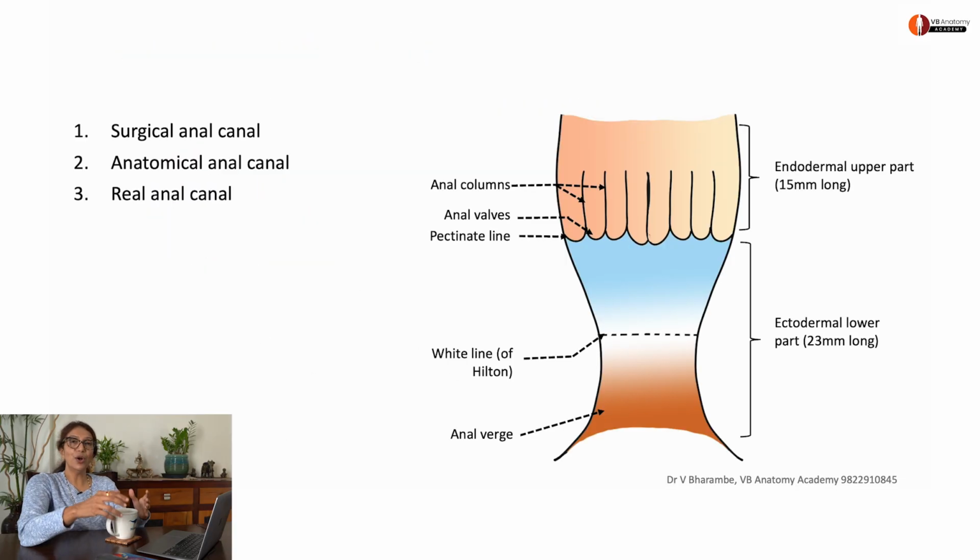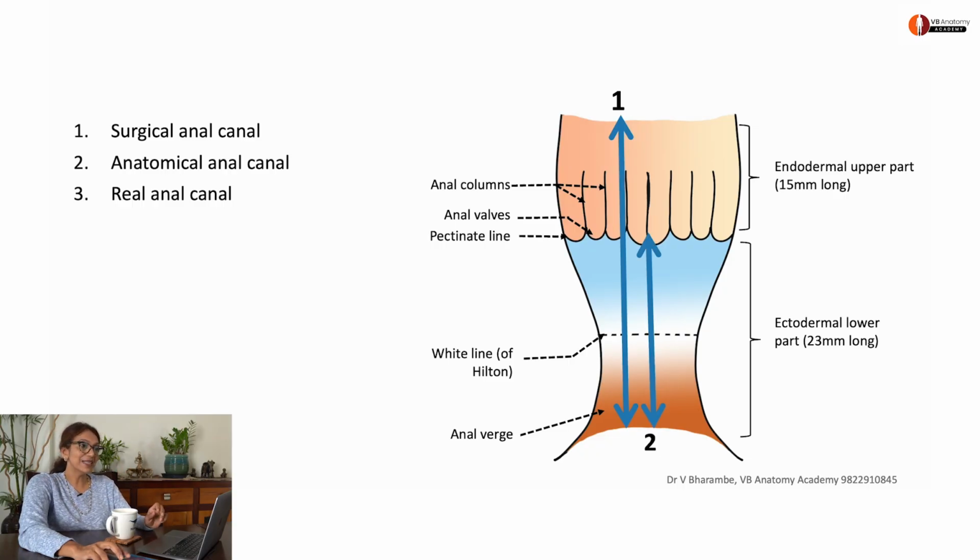Finally, there is a lot of variable interpretation of the anal canal by different people. For example, the surgeons say that the anal canal is all three parts, whereas the anatomist says that only the part below the pectinate line is the anal canal. So that's called the anatomical anal canal. And finally, the real anal canal, a lot of people say, is the first and the second part. The third part, according to them, is just the skin. So I'll leave it to you to interpret your anal canal as long as you understand it.